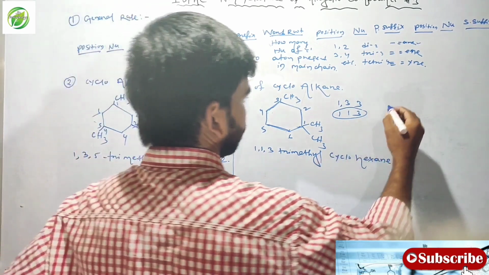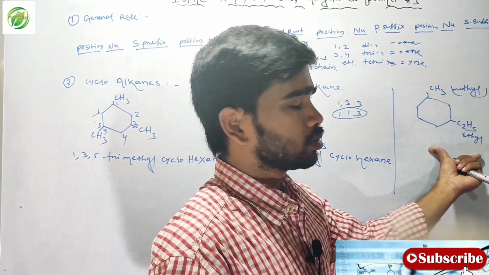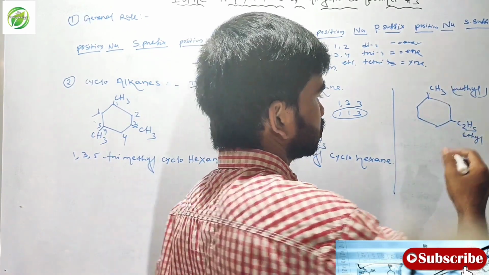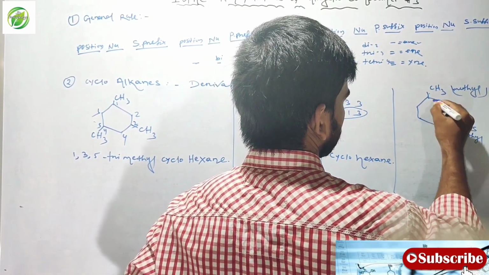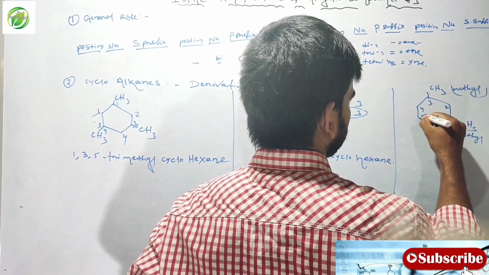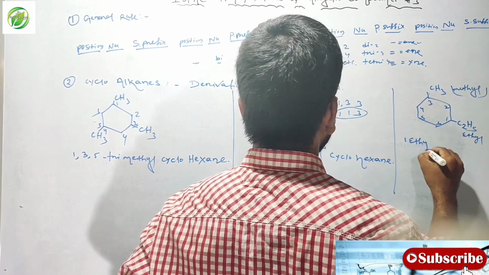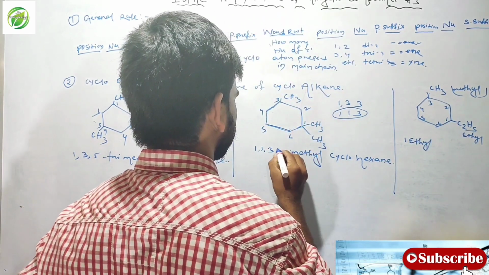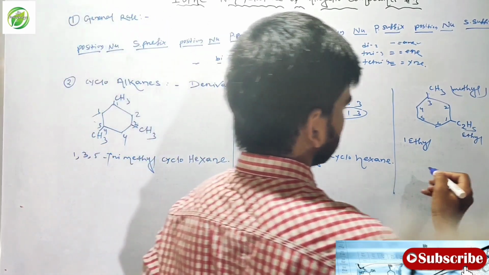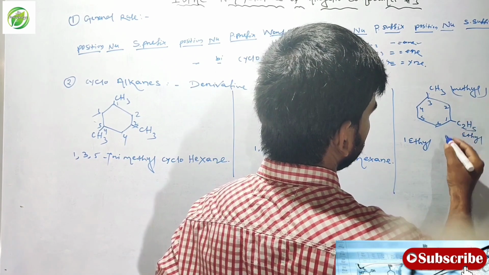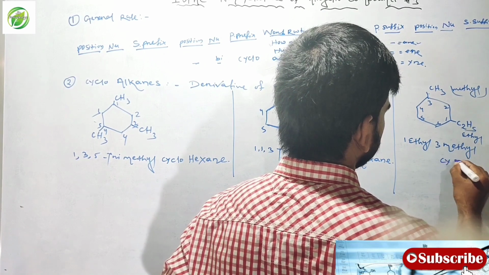Let's take another example. Start numbering. We simply follow the alphabetical rules. Ethyl comes first, then methyl. So we start numbering from this side. So this is 1 ethyl, 3 methyl cyclohexane.